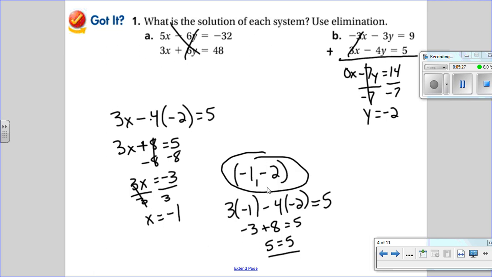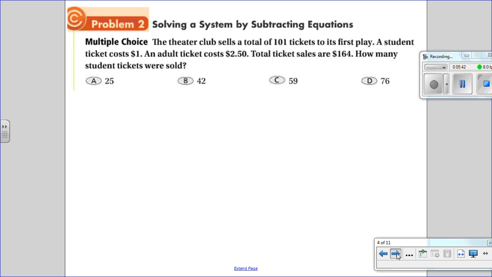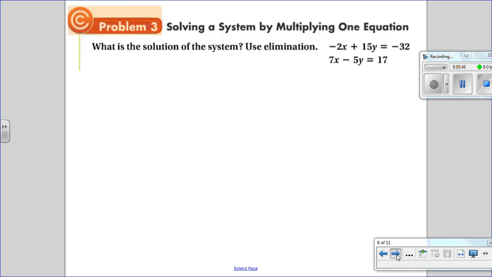That is where those two equations, if you graphed them, would intersect. It intersects somewhere down here at negative 1, negative 2. Okay? All right.